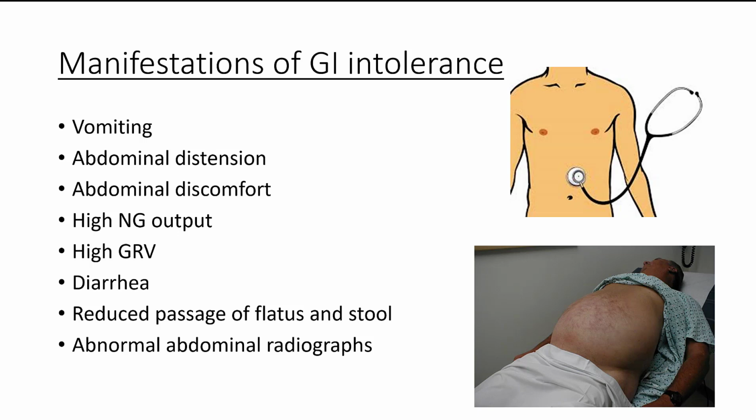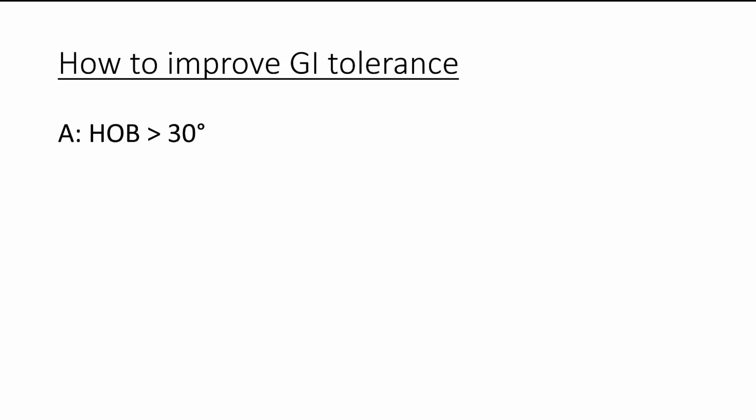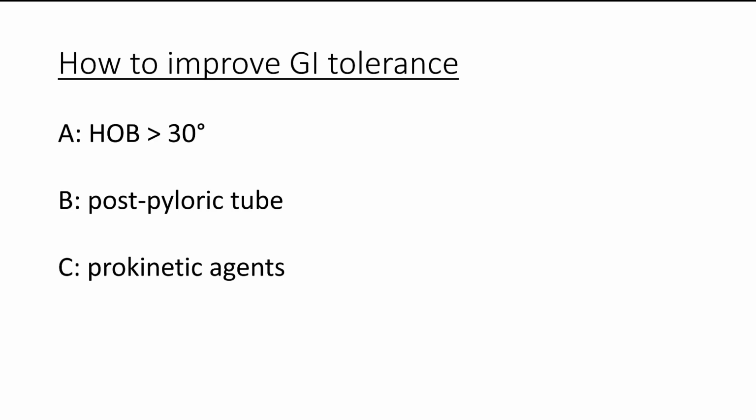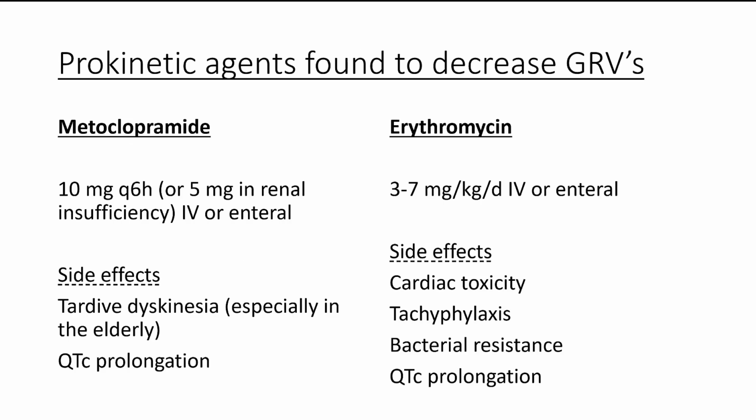The ways to improve GI tolerance include ensuring that the head of bed is above 30 degrees, post-pyloric tube placement, and prokinetic agents such as metoclopramide and erythromycin. Metoclopramide is dosed at 10 milligrams Q6 or 5 milligrams in renal insufficiency, and it can be given IV or enterally. Its side effects include tardive dyskinesia and QTc prolongation.